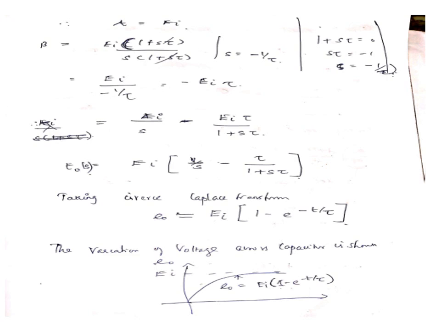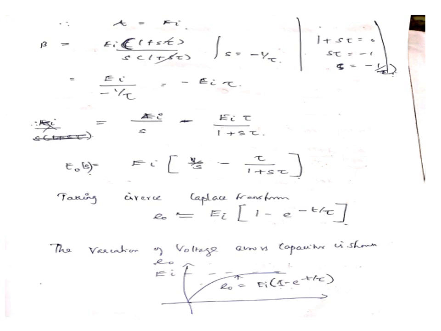And similarly we have to find what is B. And for B, we will be substituting 1 plus S tau equal to 0. So S tau equal to minus 1, which is shown here. This one, 1 plus S tau equal to 0, S tau equal to minus 1, therefore S equal to minus 1 by tau. So this is the value which we have to substitute for S.